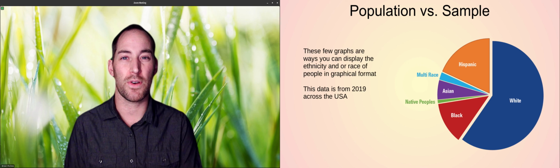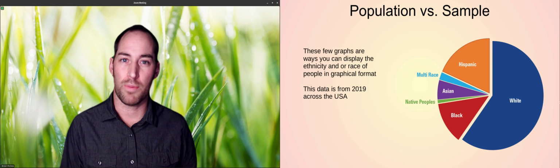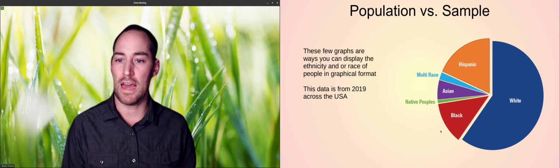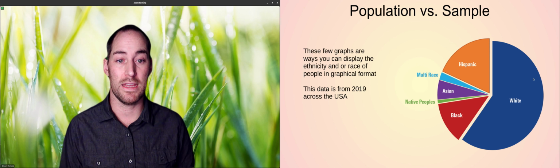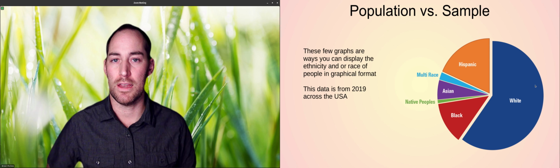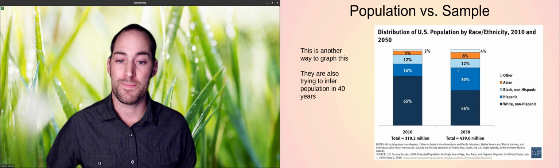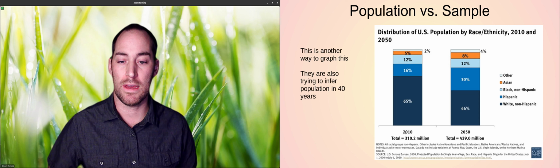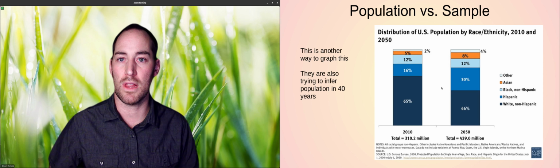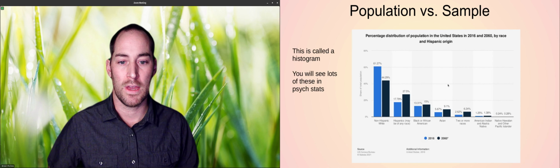So here's a couple different graphs that we might use to demonstrate some of this data. So you've probably seen pie charts in the past. This is ethnicity data from the US in 2019. So one way to display this data is like this in a pie chart. You can also do a bar graph, something like this. So here it's comparing 2010 to 2050. It's projecting what the population will look like ethnicity-wise in the entire US. And then this is another way.